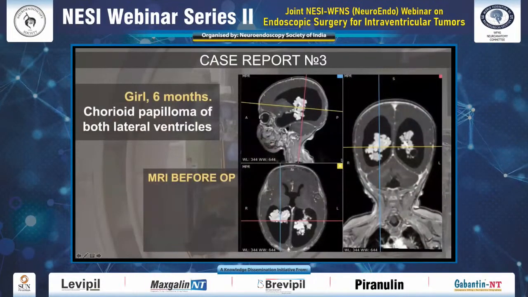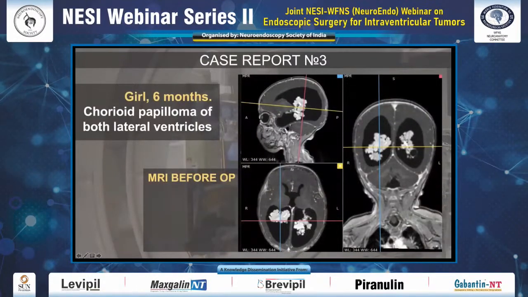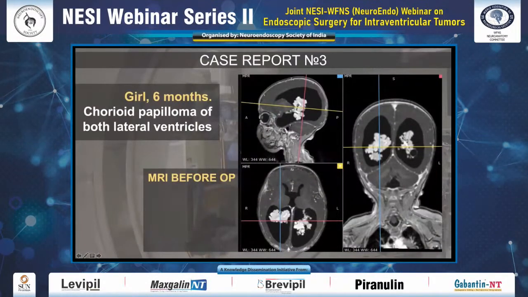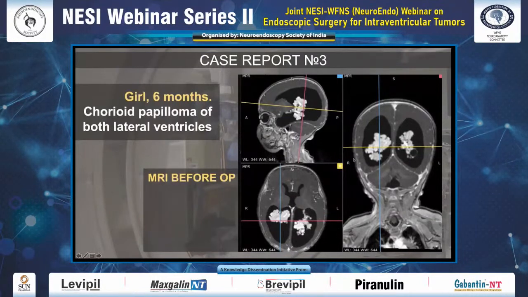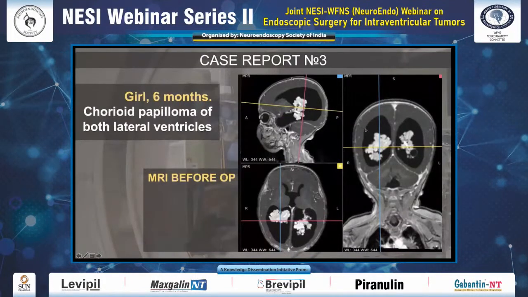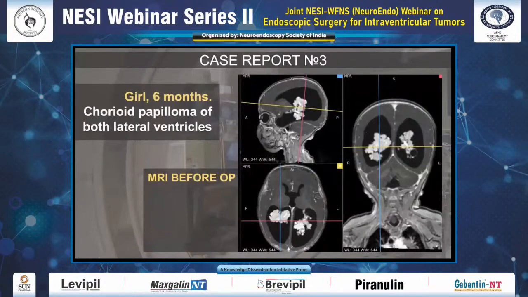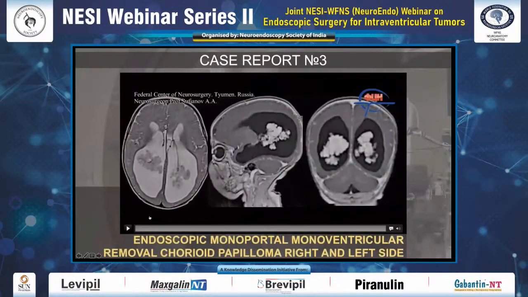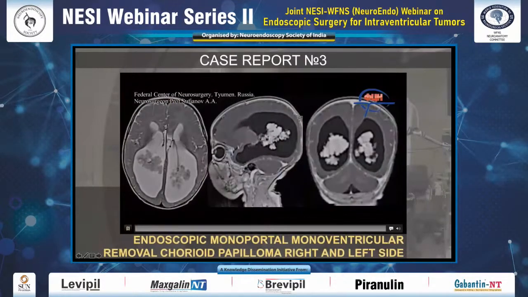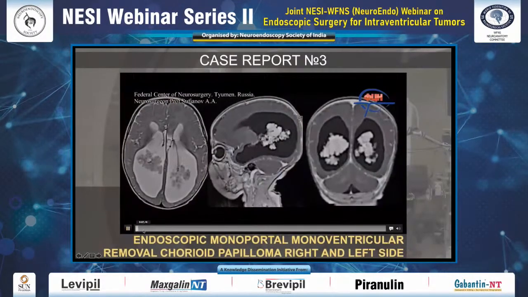Another case, no limit. You see a lot of tumors inside of both hemispheres, inside both ventricles. Very giant, very big, with a lot of vessel supply. Very risky. But I also decided to operate endoscopically.